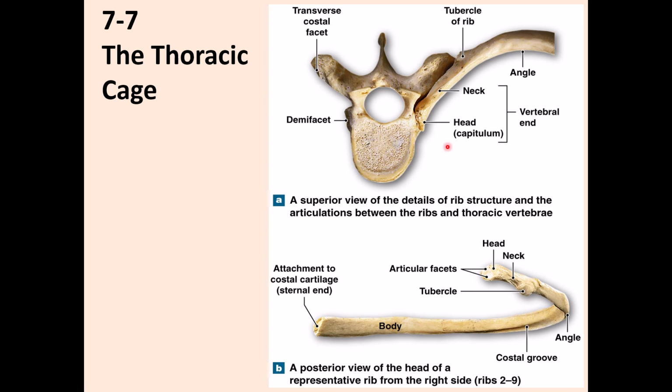If I go back to this image, you can see this is the articular facet of the head, and that articulates with the superior costal facet of the thoracic vertebra. Now this is the neck, which was this area, and it does not articulate with the vertebra. Then you have the tubercle, which goes back and articulates with the transverse costal facet of the vertebra.